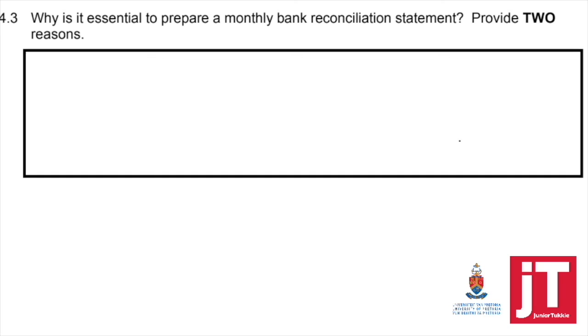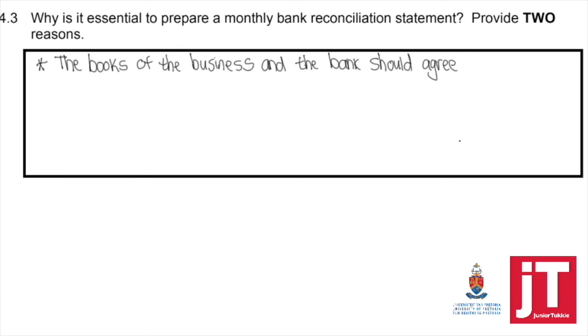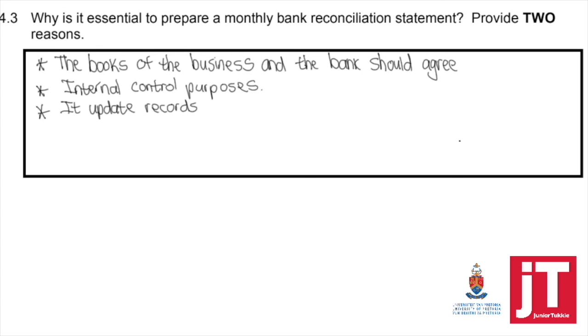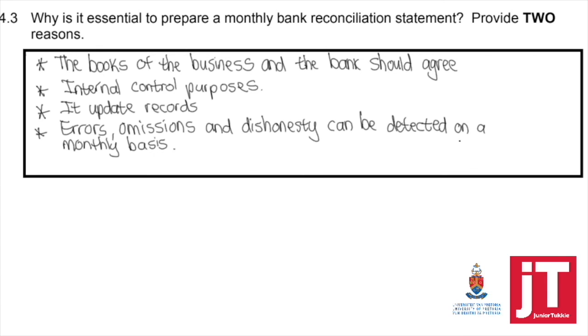Looking at our last question, why is it essential to prepare a monthly bank reconciliation statement? Give two reasons. One, the books of the business and the bank should agree. This is for internal control purposes. Two, to update our records, to check if there are any errors or omissions, and dishonesty can be detected on a monthly basis. This is a common question asked. So make sure that you study this. Why do we need to prepare a bank reconciliation statement?